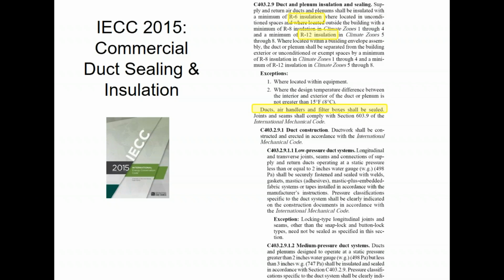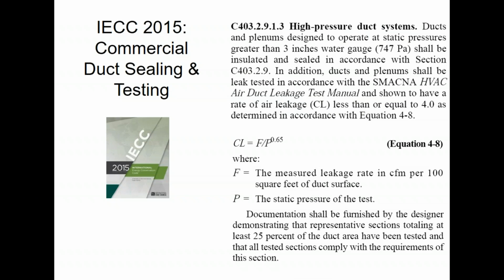Then after that, ducts get classified into 3 buckets. Low pressure, 2 inches and less, design static. Medium, 2 to 3 inches. And high, over 3 inches. And it gives you the specs on how you have to seal those ducts. The thing I want to point out is once you get to 3 inches and higher, not only do you have to seal the duct, but then you also must leak test the duct and pressure test it.